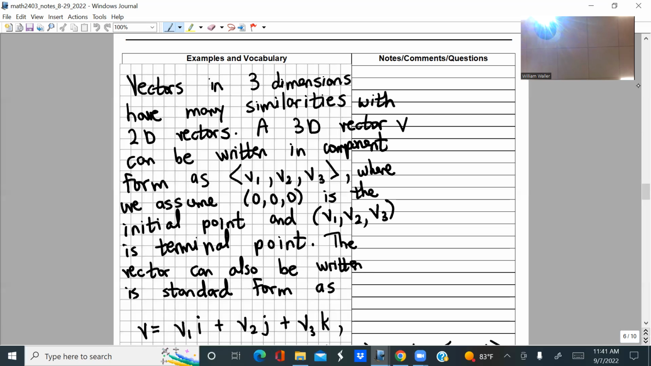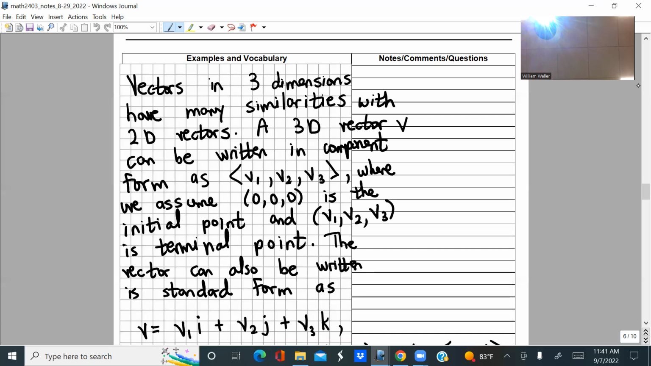Just like with 2 dimensions, we can create vectors in 3 dimensions as well, and vectors in 3 dimensions work very similarly to vectors in 2 dimensions. In 3 dimensions, a vector has an initial point which has 3 coordinates and a terminal point which has 3 coordinates as well. The initial and the terminal point are important, because that implies the direction of the vector.